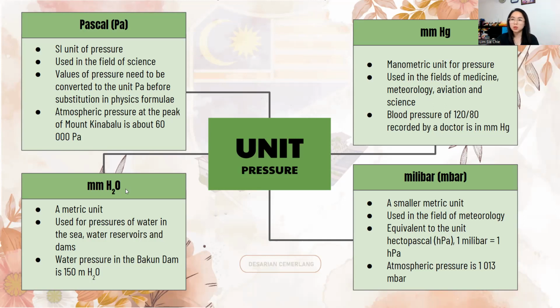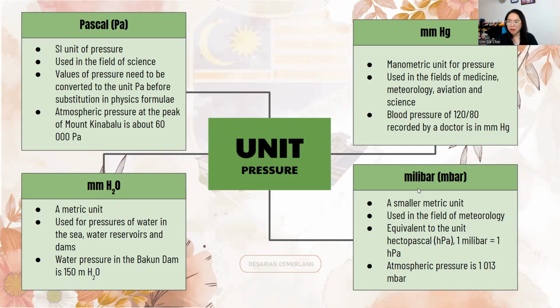Next one, millimeter water. Millimeter water is a metric unit, used for pressures of water in the sea, water reservoirs, and dams. For example, the water pressure in the Bakun Dam is 150 meter water, H2O. So that is the difference between millimeter water and millimeter mercury.